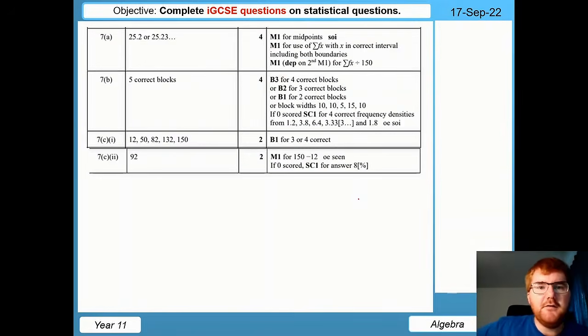So you can have a look through the answers. You can look at the widths and the heights of the frequency density graph, the histogram as well. Again, this comes from a typical 0580 paper 4 question, so make sure you are getting all these marks.